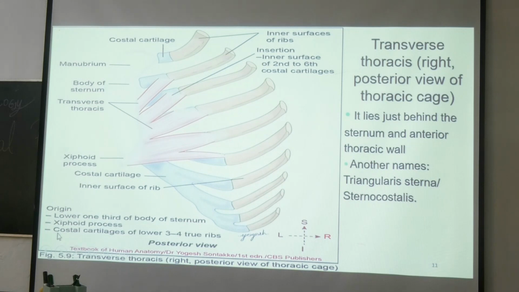Origin is from the lower 1/3 of the body of the sternum, xiphoid process, and costal cartilages of lower 3 to 4 true ribs. Insertion is into the inner surface of second to sixth costal cartilages: second, third, fourth, fifth, and sixth. Okay, so this is the origin and insertion of transversus thoracis. You will also see this. Other names of this are triangularis sterni or sternocostalis.